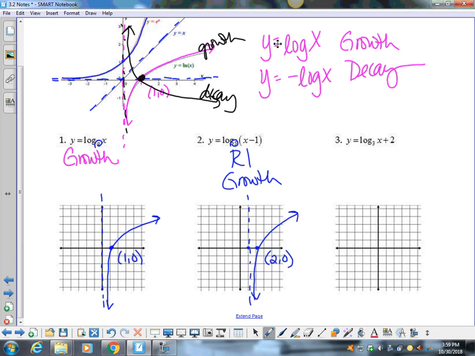Number 3. That's a +2 outside the function. Now please make sure you see the difference between inside the function and outside the function. That's not log of x plus 2. That's log of x, plus 2. That's outside the function. So that's up, down, true to the sign. So we are up 2, and we are growth. So I will start here, and then I will go up 2, which does not affect the asymptote. And I'm growth. And that would be the point 1, 2.